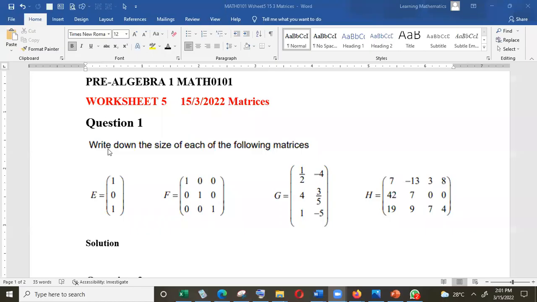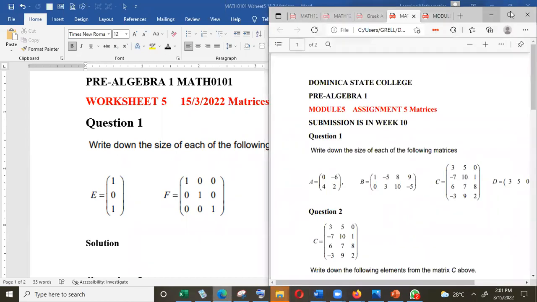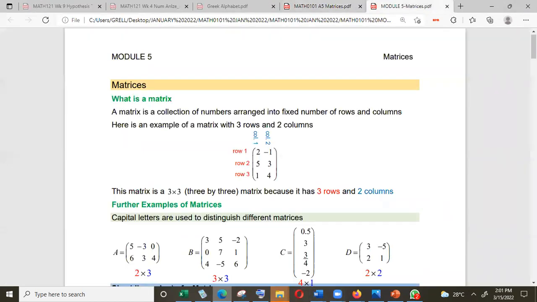The question says, write down the size of each of the following matrices. How do we know the size of a matrix? So we can refer to module 5 to get a little bit of insight. Module 5 begins by saying, what is a matrix? A matrix is a collection of numbers arranged into a fixed number of rows and columns.